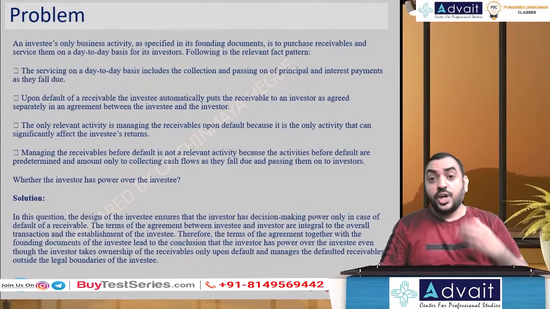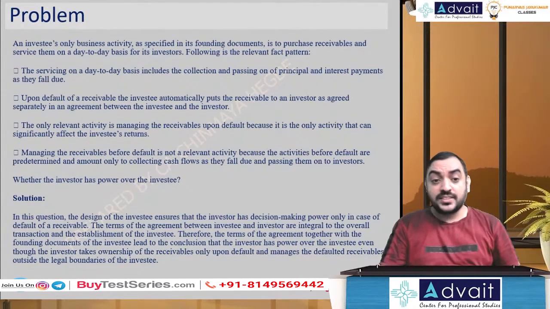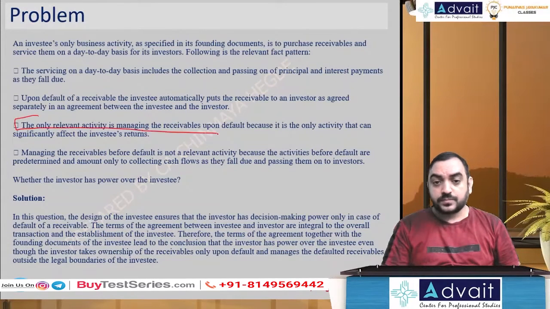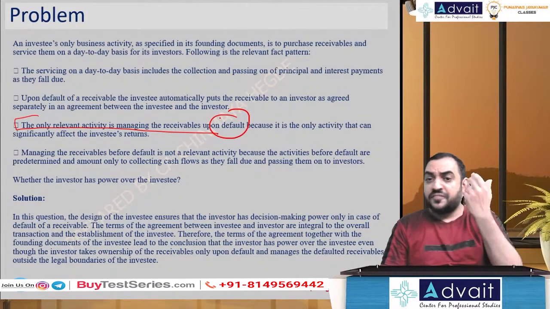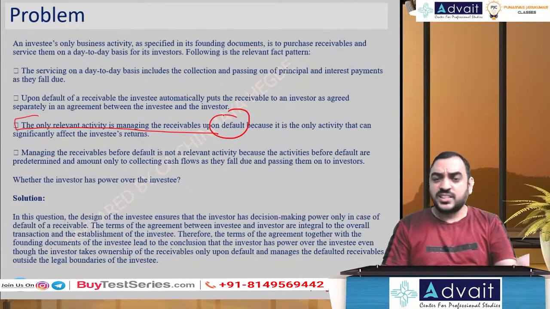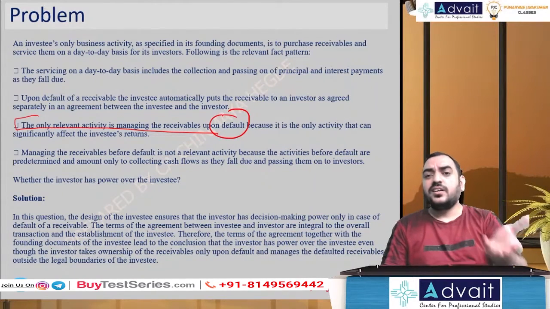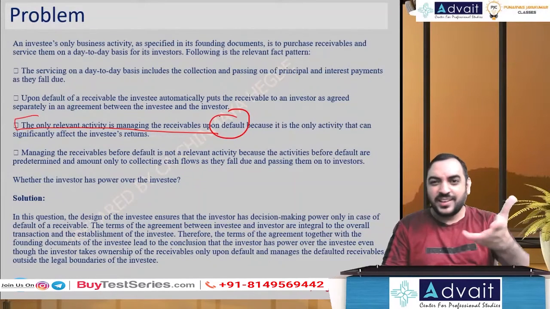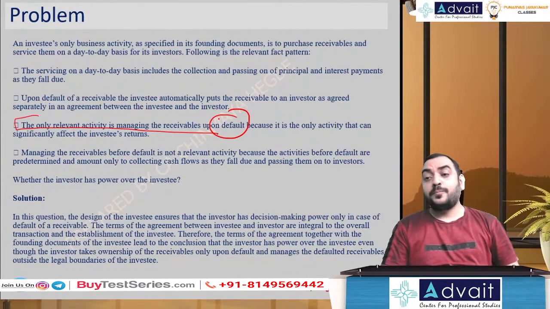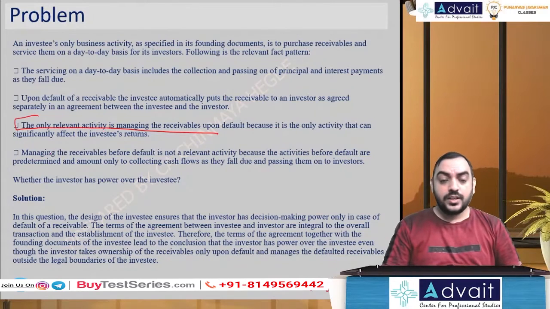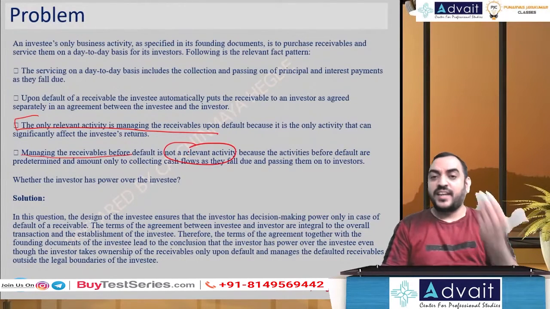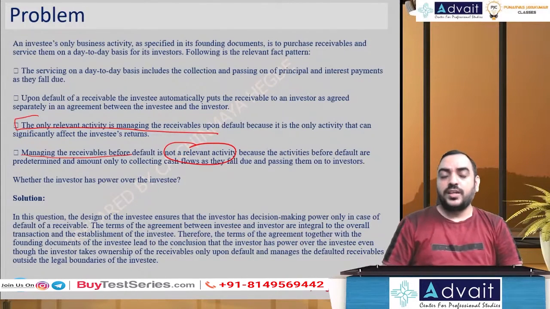But when will you come into play? What is your real service? What is the real business? The only relevant activity is if there is a default. If the person who is supposed to make the payment, let's say a borrower, did not pay an EMI, be it a businessman or an individual, then what do we do? We go to their home, we take some possessions, I mean, we don't do that, but we follow up with them. Maybe, if there is a security attached, we auction it, some legal procedures. So only that is the major activity if there is a default. Managing the receivables before default is not a relevant activity, so they have only given it. So is the investor having power?